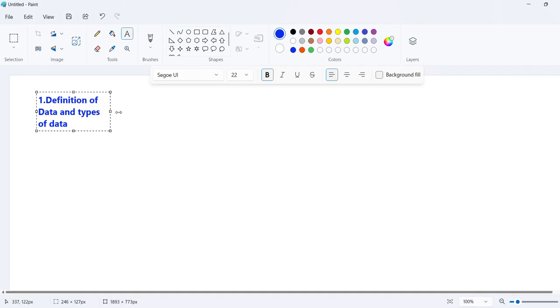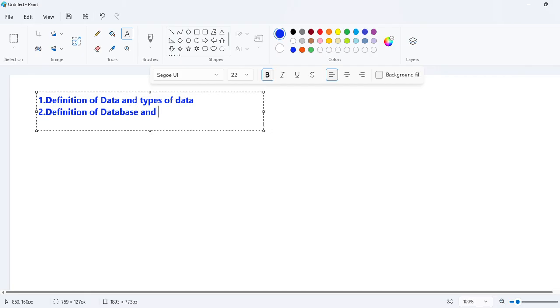Then we will read about the definition of database and types of database.